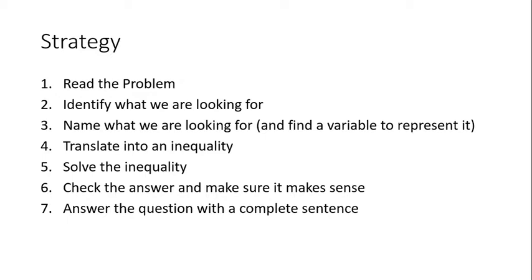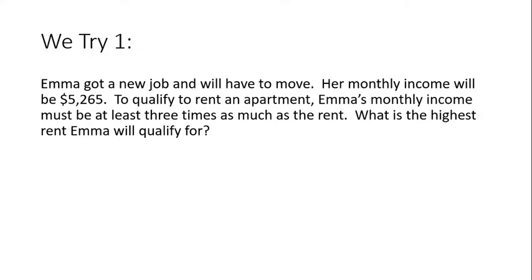Number one, we're going to read the problem. Number two, we're going to identify what we're looking for. Number three, we're going to name what we're looking for and find a variable to represent it. Number four, we're going to translate that into an inequality. Step five, we're going to solve the inequality. We're going to check our answer and make sure it makes sense, and then we're going to answer the question with a complete sentence.